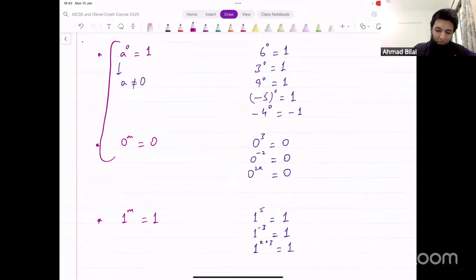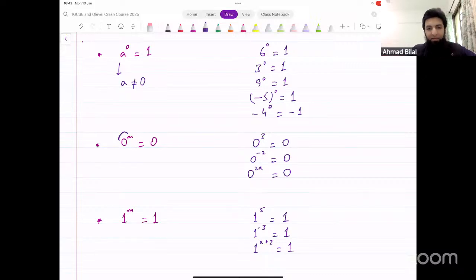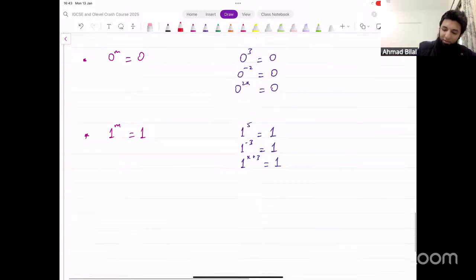We know that anything raised to power 0 is equal to 1, right? And 0 raised to power anything is equal to 0, right? If the power is 0, the result is 1. And if the base is 0, the result is 0, right? Now, what happens if we have 0 raised to power 0?